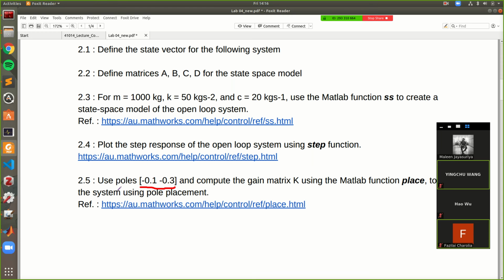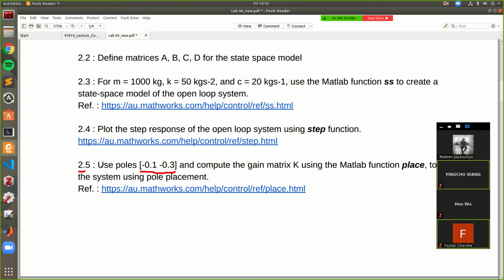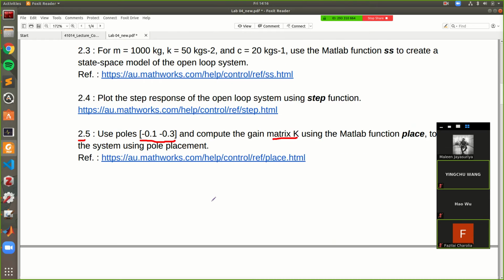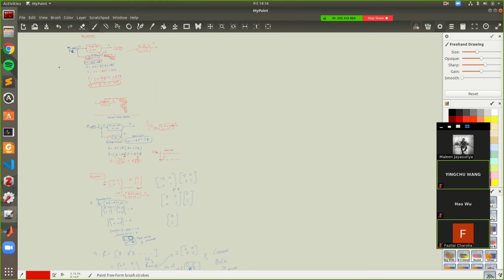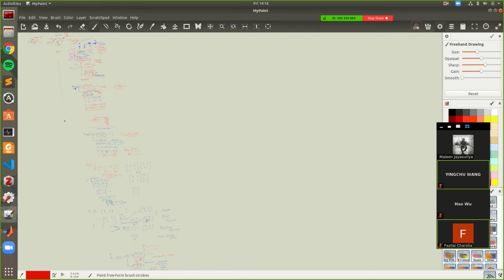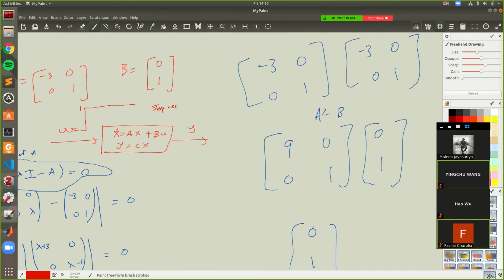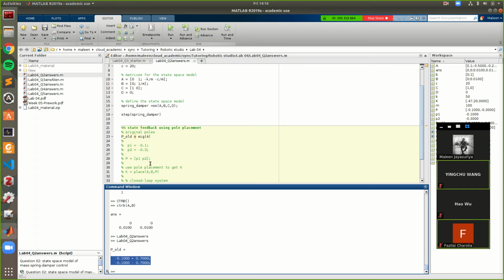So what we're going to do in 2.5 is place the poles at -0.1 and -0.3. That is without the complex values, right? And so the question is, how do you place these poles? Like, what is the K matrix that we need to use to place these poles? So in MATLAB, it's super easy, right? You didn't have to do all that work that we did before. Look at how much work that is, right? We can just use this single line called place.